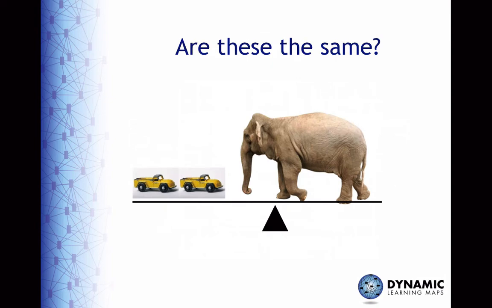In this example, an elephant and two trucks could be weighed on a balance scale. I can say that the weight of two trucks is equal to the weight of one elephant, but clearly two trucks are not the same as an elephant. Being precise about the unit and the language you use is absolutely critical.